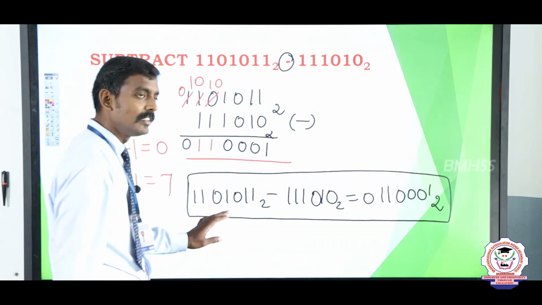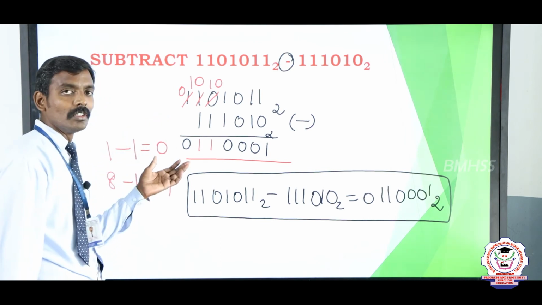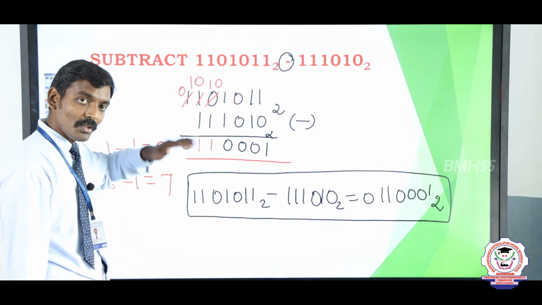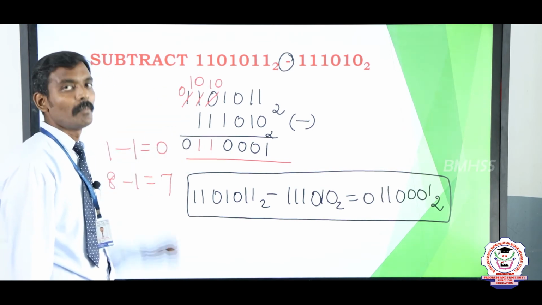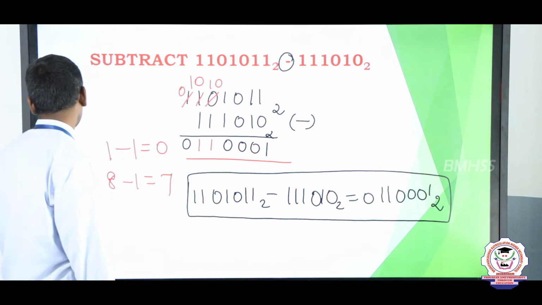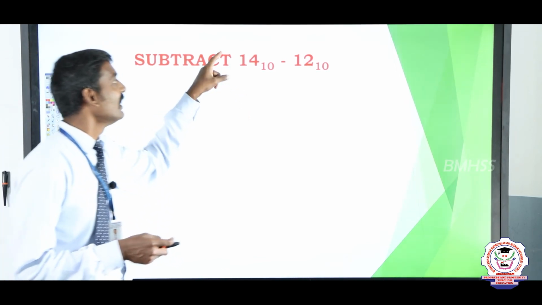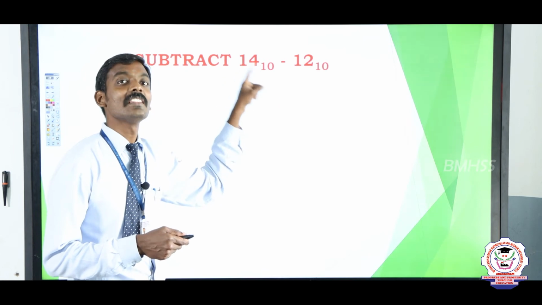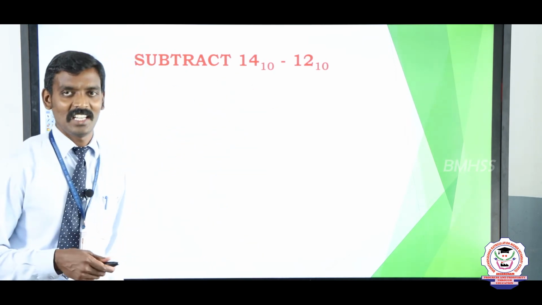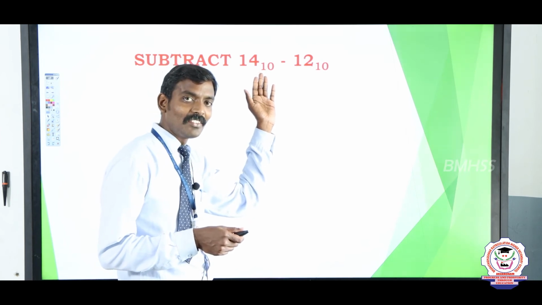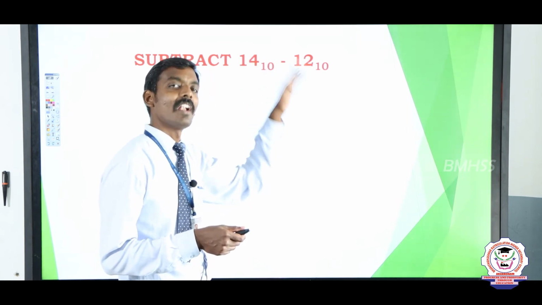Are you clear? Next we are going to see the given decimal number. That decimal number can be converted into binary and then you are doing binary subtraction. Now we are going to see the subtraction. This given number is in decimal. How can you identify the given number is in decimal? Very good. Because the base value of the number is 10, so it is a decimal number.